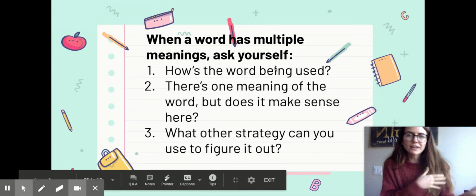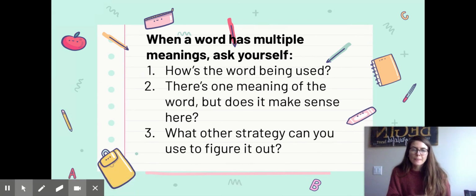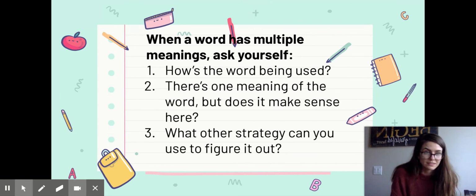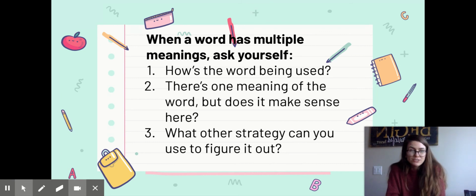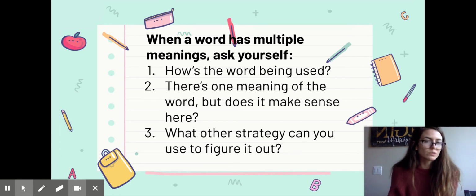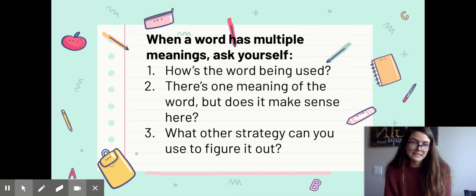So when a word has multiple meanings, ask yourself, how is the word being used? Is it being used as a thing, like a noun, a person, place, or thing? Is it describing something? Is it an adjective in this sentence? Is it describing an action? So is it an adverb? Or is it doing something? Is it a verb? So how is the word being used? What's the role of the word? And there's one meaning of the word that I know, but does it make sense here? Does the definition that I know of the word make sense in this example?